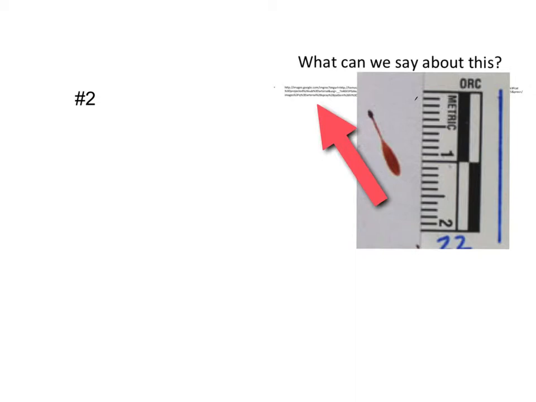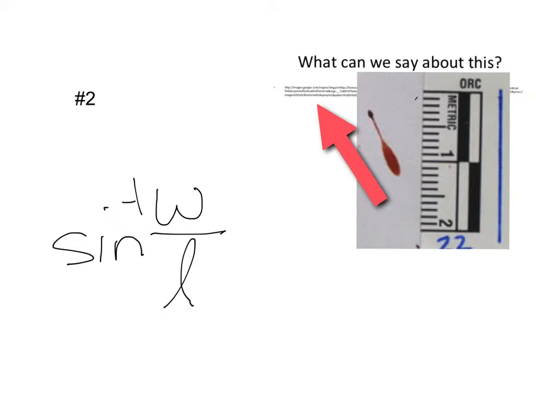And now this one, we could actually even determine the angle of impact. How do we determine the angle of impact? So we have to do not length over width, but width over length, because it's got to be less than 1. So it's the little number divided by the big number. And then you take the inverse sine of width over length. It will tell you the angle, theta.